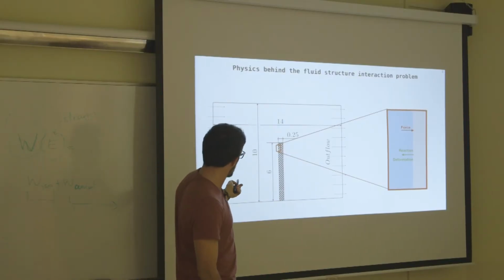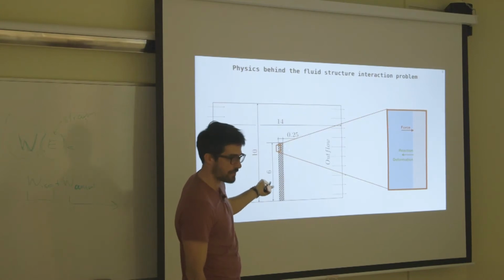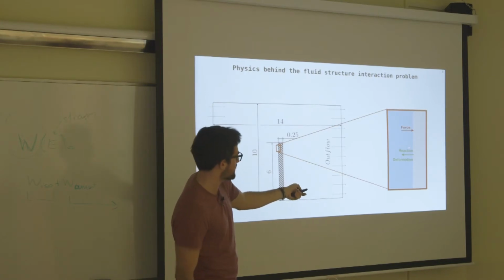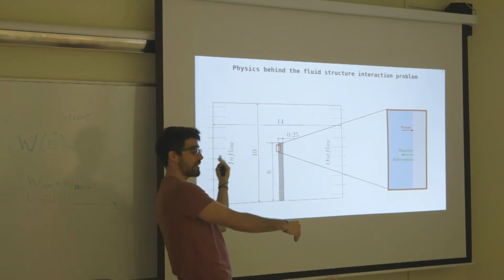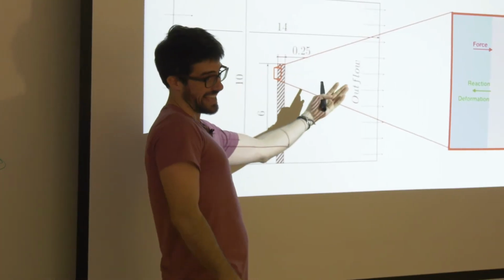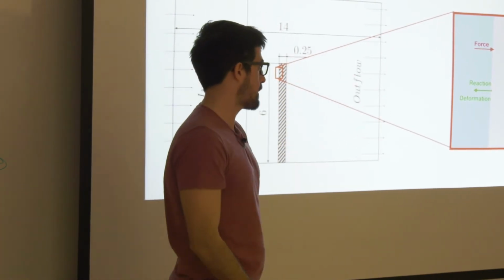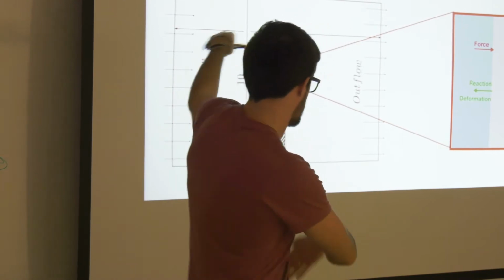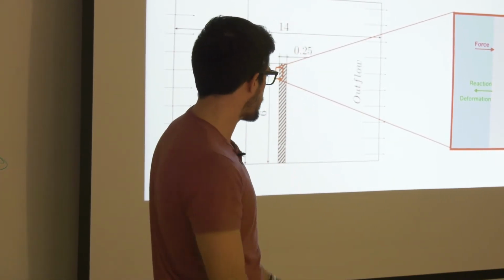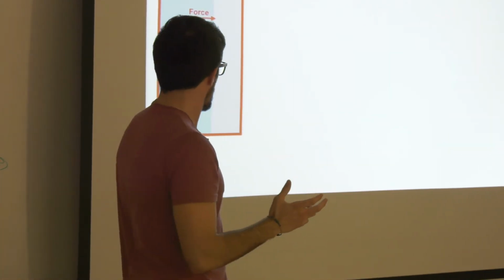So the fluid is making a force against the surface of my bar, or whatever you want it to be, and the bar is doing two things. It's making a force against the fluid, and it's deforming. When the bar deforms, it changes where the fluid moves inside of this cylinder tube, or the fluid domain. So this is the basic phenomenon behind our problem.